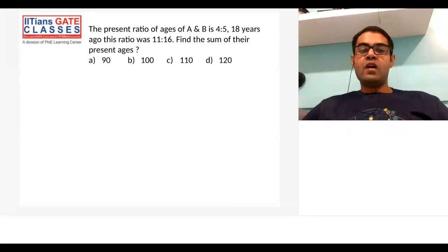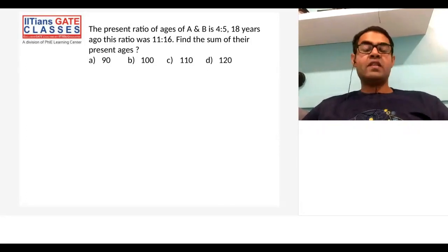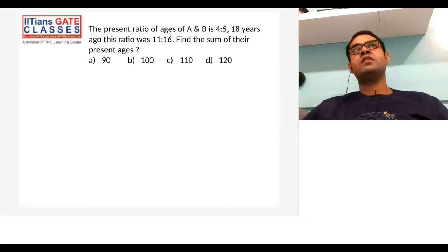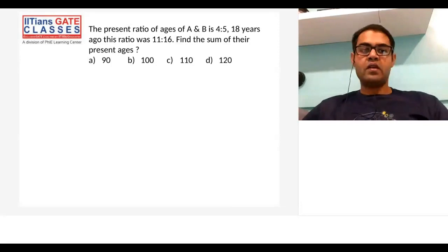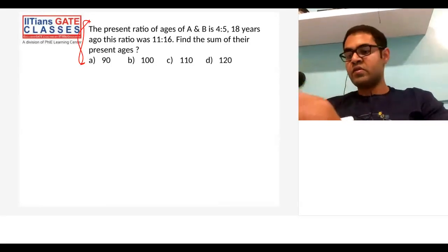All right. So I hope everyone tried the problem yourself. Okay. Now let's see the solution for this. So these are ages questions and these are pretty common in ratio and proportion. I'll say a lot of questions come from this topic. These questions on ages are very common in ratio and proportions.